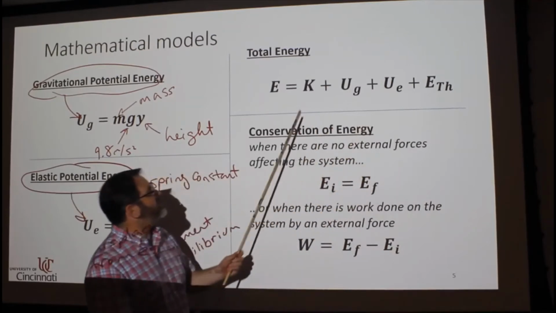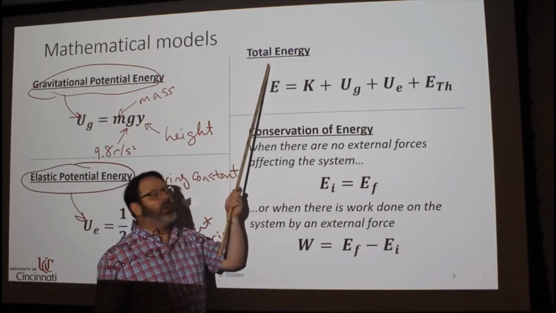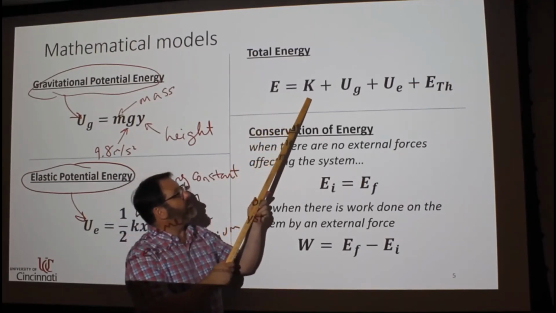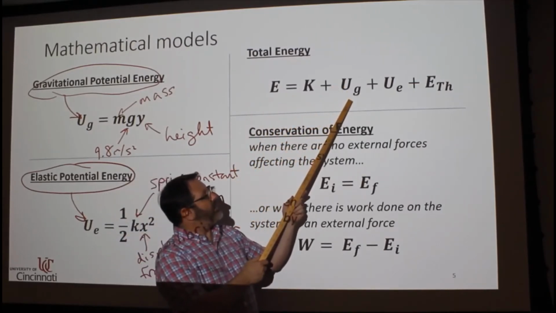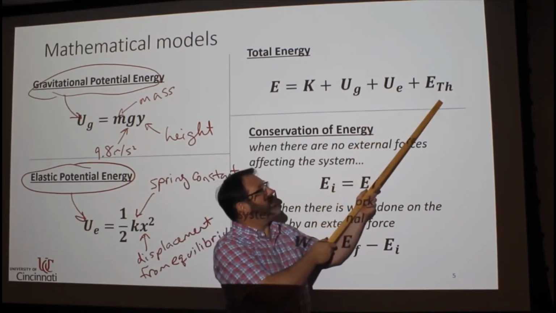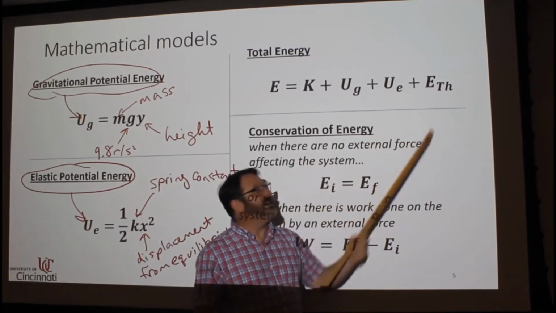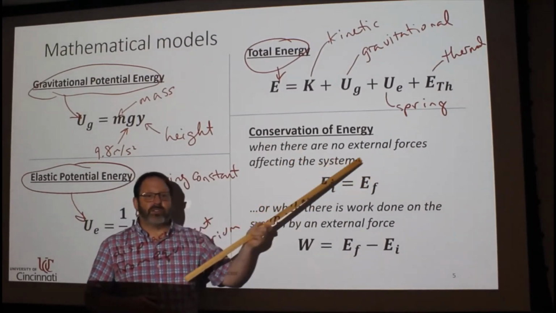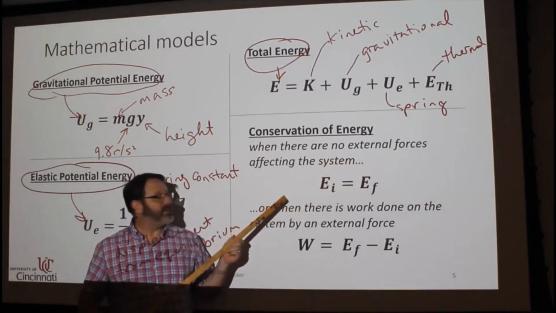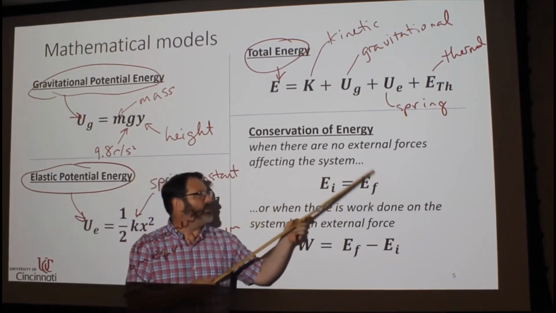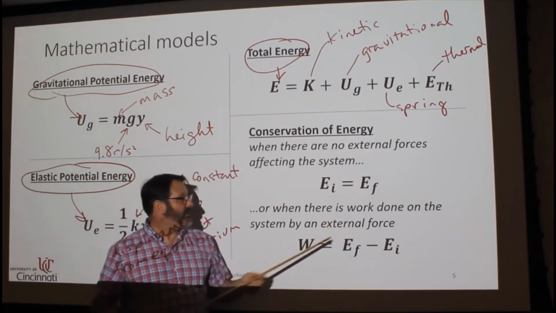To do conservation of energy, we need to figure out a total energy. So the total energy is equal to kinetic energy plus gravitational potential energy plus elastic potential energy plus thermal energy. Then conservation of energy. When there are no external forces that are doing work on the system, then the initial energy of the system is equal to the final energy of the system.